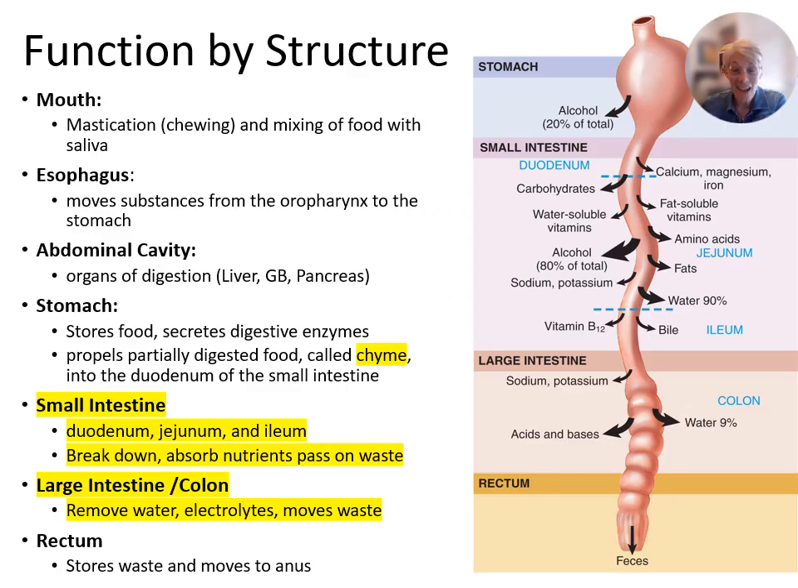So, a lot of structures within this system, right? The mouth, the esophagus, the abdominal cavity, stomach, small and large intestine, rectum, anus, right? All the way out the other. It's one tube, starts here and comes out the other end. It's pretty amazing. It's got all these muscles that move everything along within it.